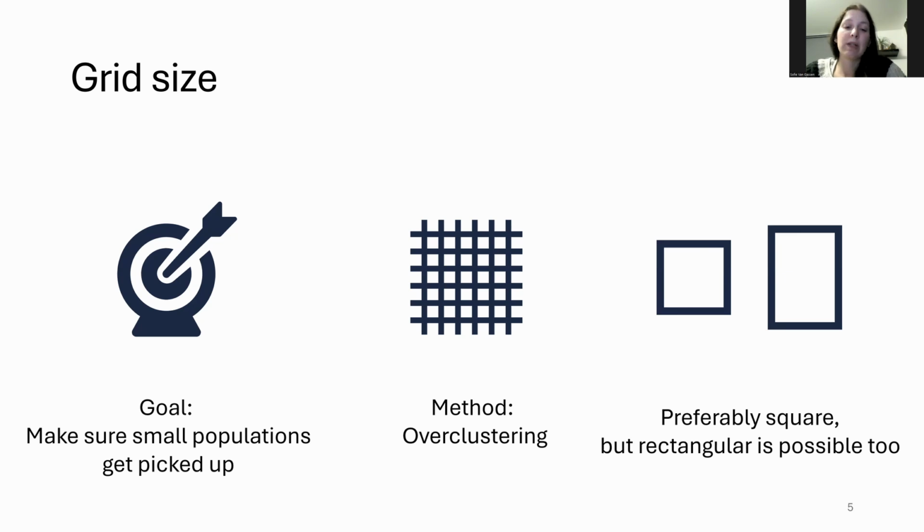With a self-organizing map algorithm, it makes the most sense to use a square grid, but a rectangular grid is also possible. So if you're saying like, oh, I want exactly 50 clusters in my grid, it's not possible with a square one. Go for a rectangular one. It won't impact your results that much.